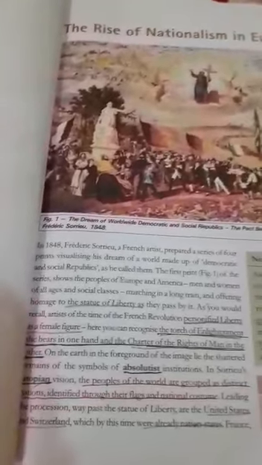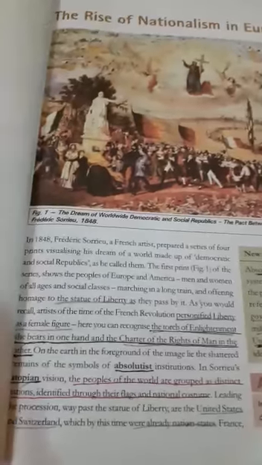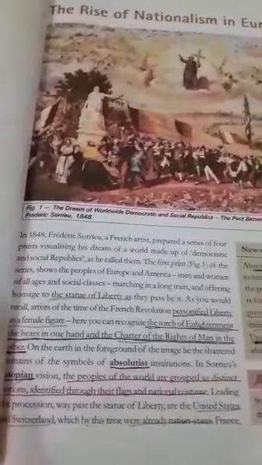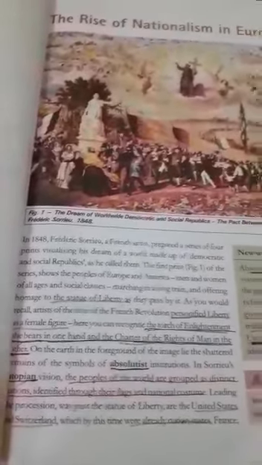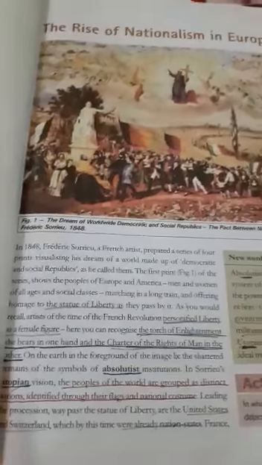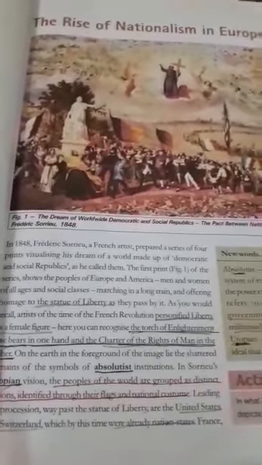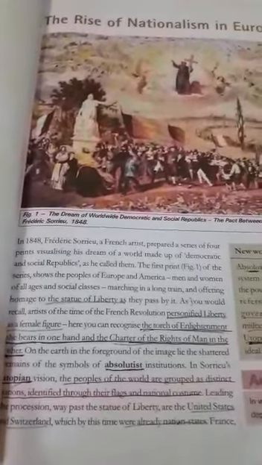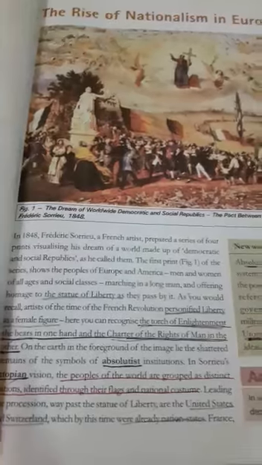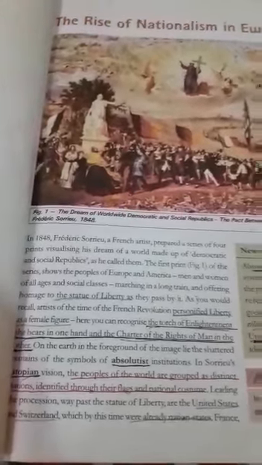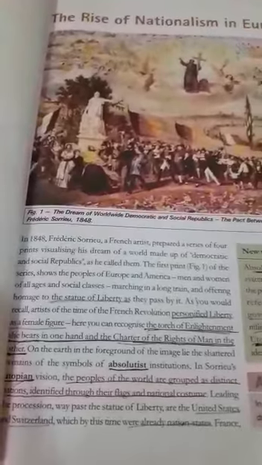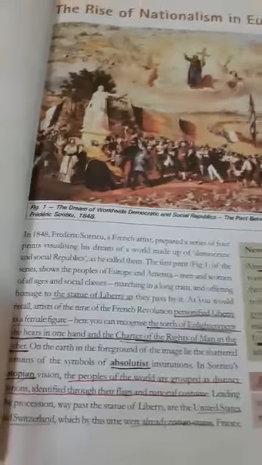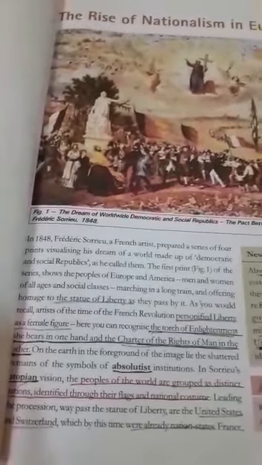Sorrieu also portrays the symbol of absolutist institutions which were destroyed. Now, what do you mean by absolutist institutions? It means a government or a system of rule that has no restraints on the power exercised. It can be termed as a dictatorship or monarchical form of government that was centralized, militarized, and repressive.